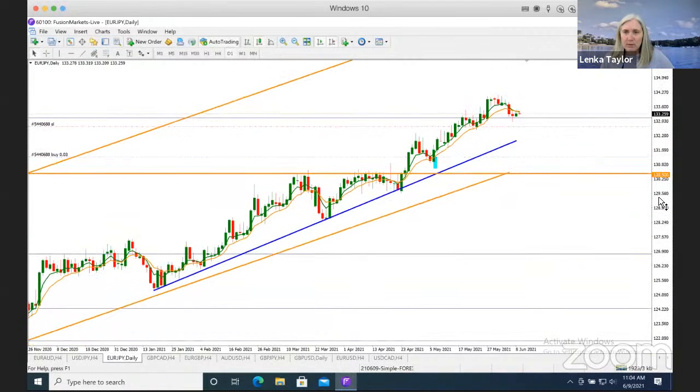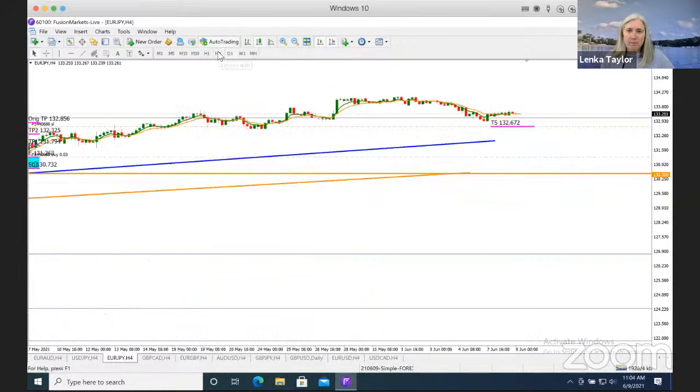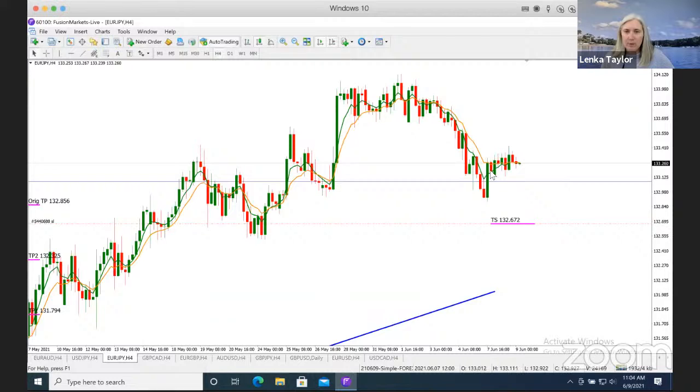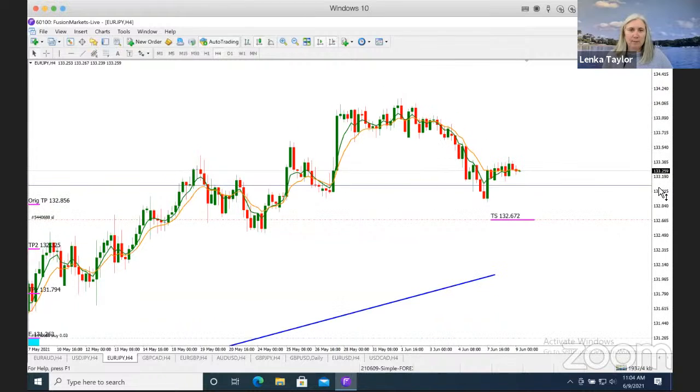That's what it looks like on the daily. Had a little bit of a pullback, and now we're looking for price to move higher, possibly. So on the 4-hourly, we had some reversal there, so hopefully it'll go up. Otherwise, our trailing stop is just below there.